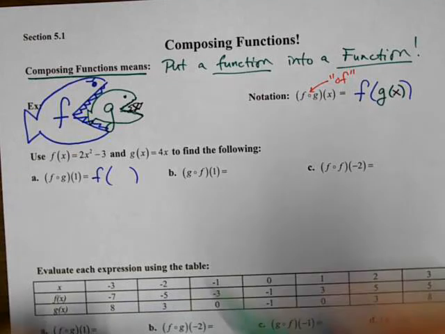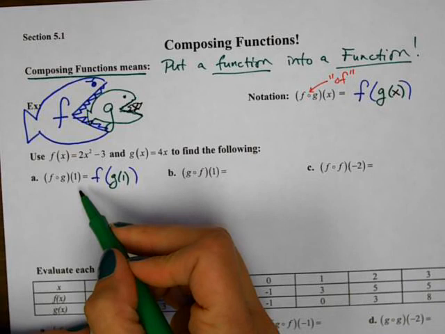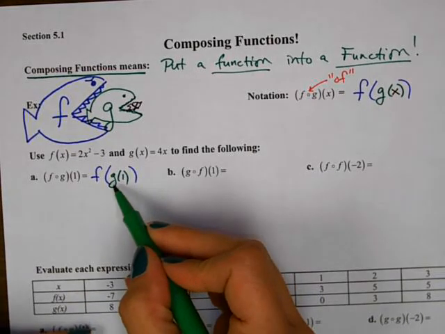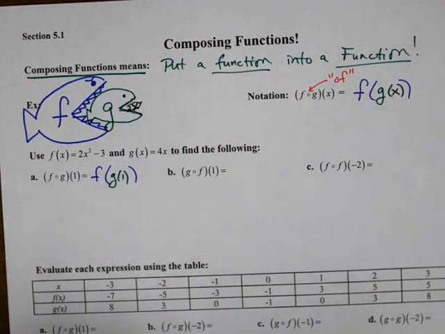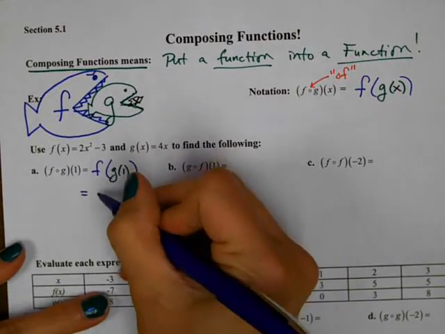It says G of 1. Okay, nothing here says multiply. So what I need to do is plug 1, the number 1, into the G function. And then that answer has to go into the F function. But we have to make sure we write it correctly. Okay, so equal sign, please.